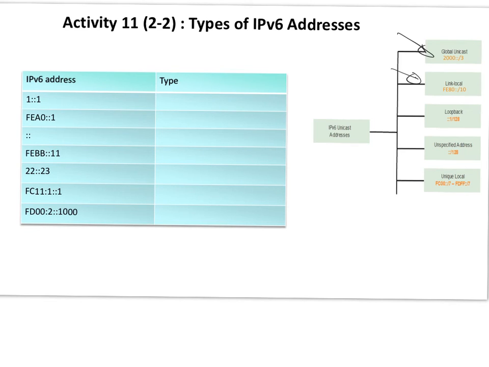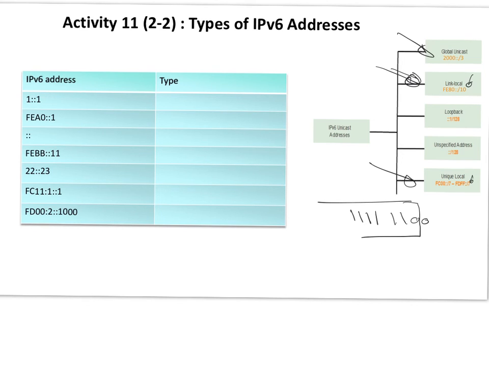180. Okay, so is there any overlap between this range and this range? That's a tricky question. No, because this one starts from C and ends at D. This one is only at the FE, FE80 as well. That's one thing. The other thing is this one /7, this one /10. So FC is actually 1111 1100. F is 1111, and C is 1100. When you say /7, this means those 7 bits have to be common.